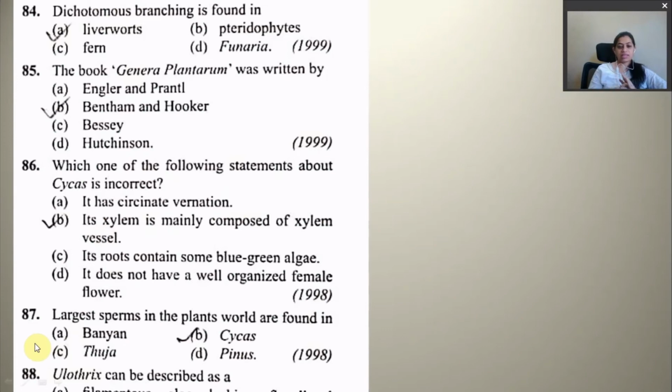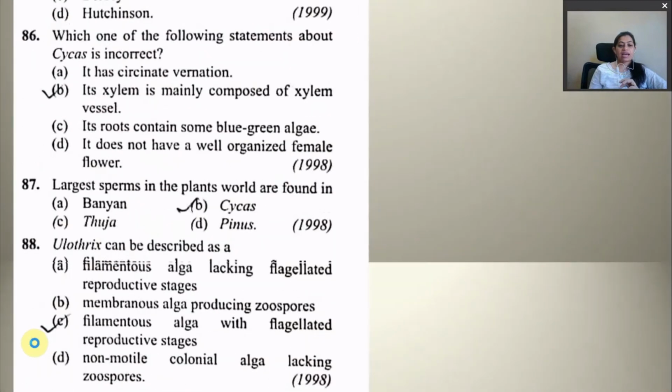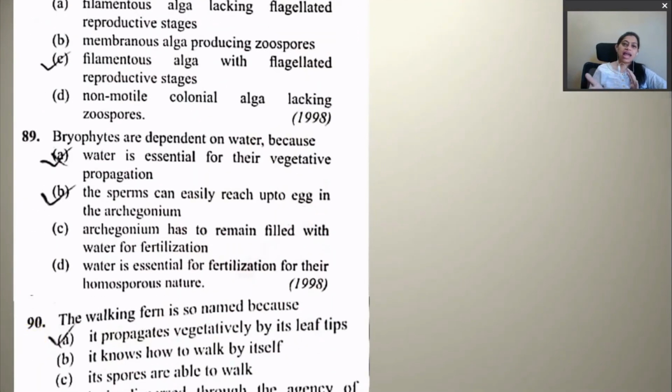So again in Cycas. Now Oedogonium can be described as a filamentous alga lacking flagellated reproductive stage, membranous alga producing zoospore, filamentous alga with flagellated reproductive stage, non-motile colonial alga lacking zoospore. So the right option is filamentous alga with flagellated reproductive stage.